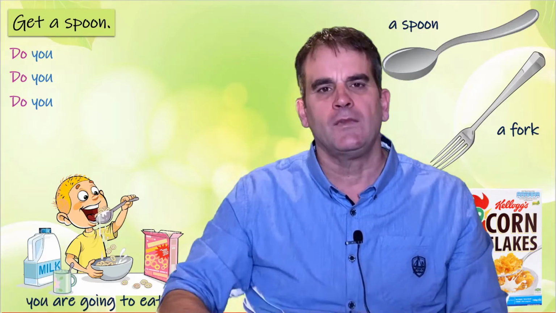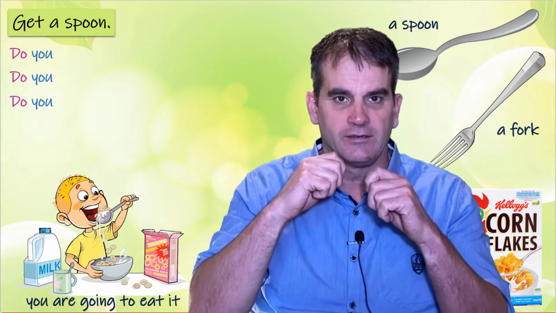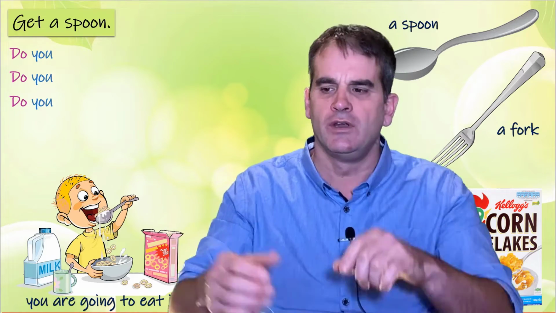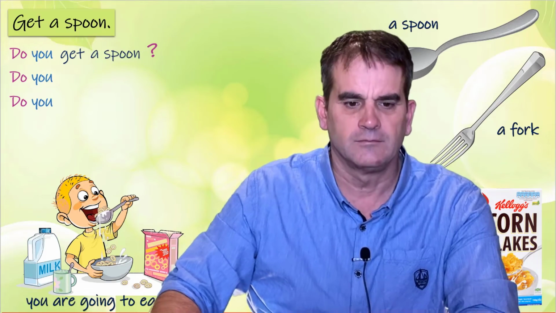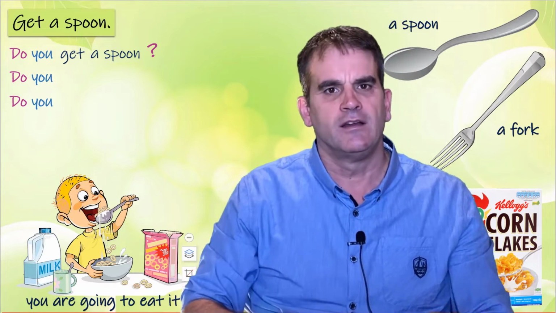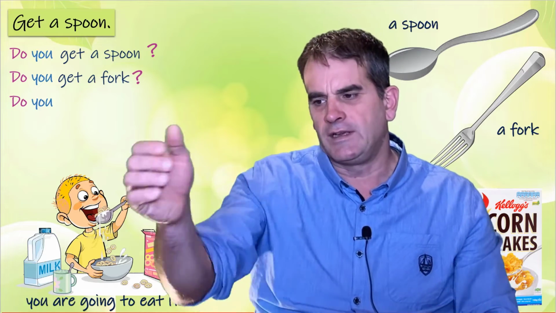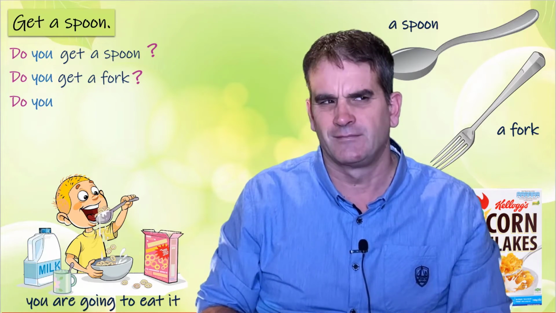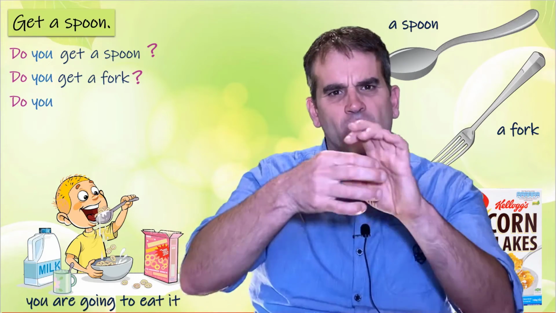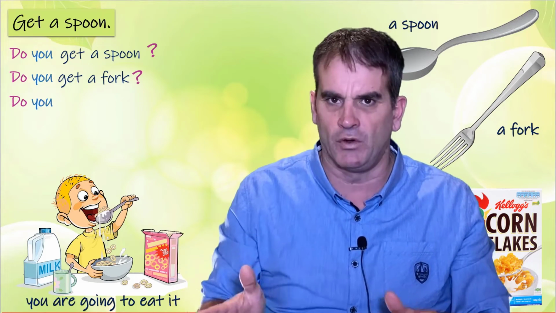It's not so good. You get a spoon. You get a spoon to eat. You want to eat the cornflakes with the fruit. So do you get a spoon? Yes, you get a spoon. Do you get a fork? No, you don't get a fork. You can't eat cornflakes with a fork, you need a spoon, not a fork.